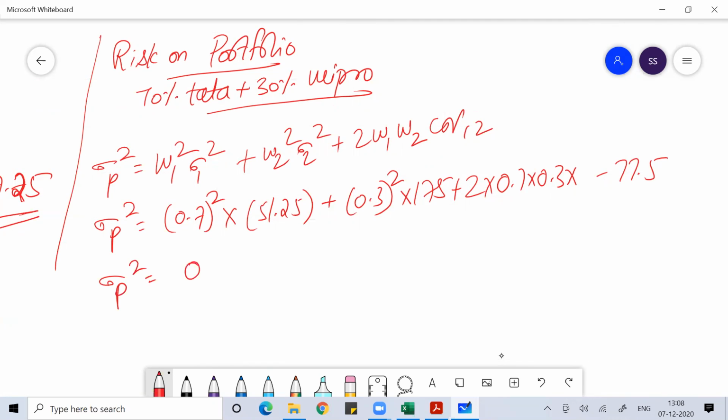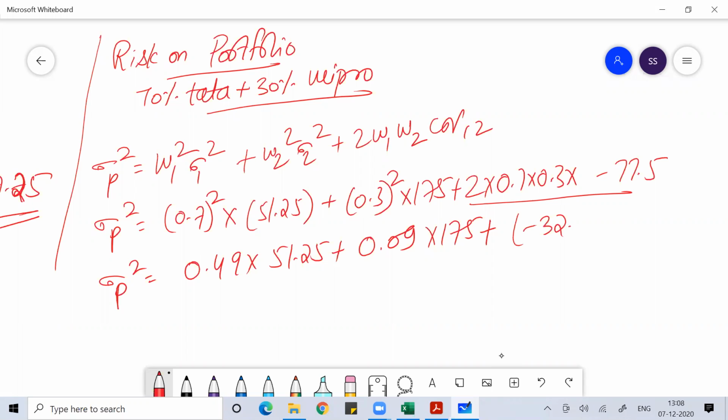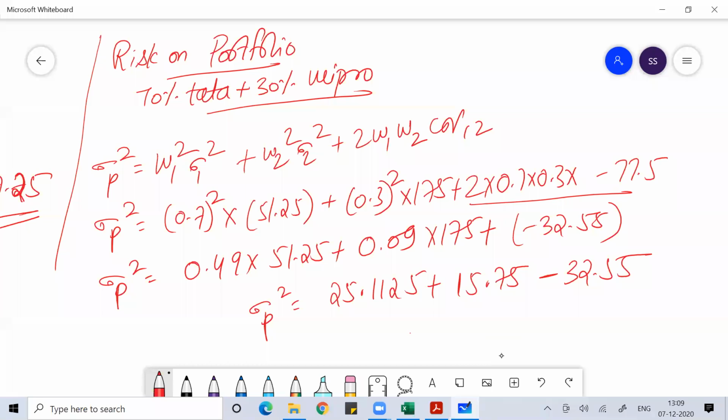So the variance of the portfolio is 0.49 into 51.25 plus 0.09 into 175 plus this value. Find this value: 2 into 0.7 into 0.3 into minus 77.5. You'll get minus 32.55. So 0.49 into 51.25 is 25.1125, plus 0.09 into 175, that is 15.75, minus 32.55. Variance of the portfolio.